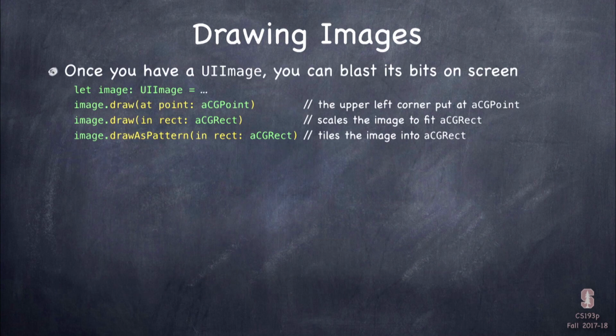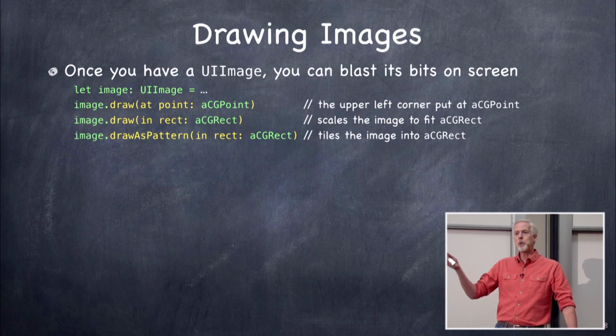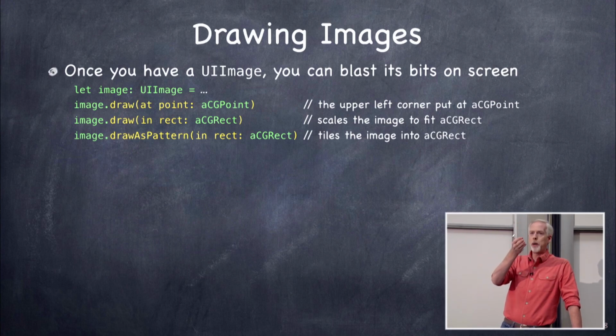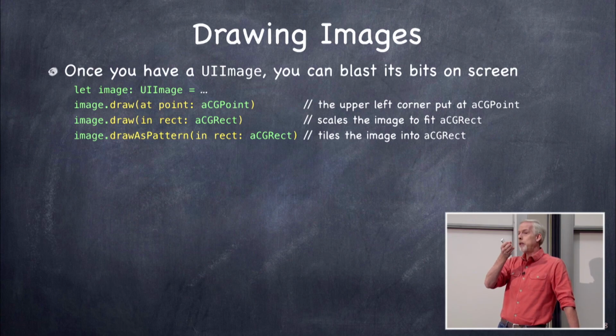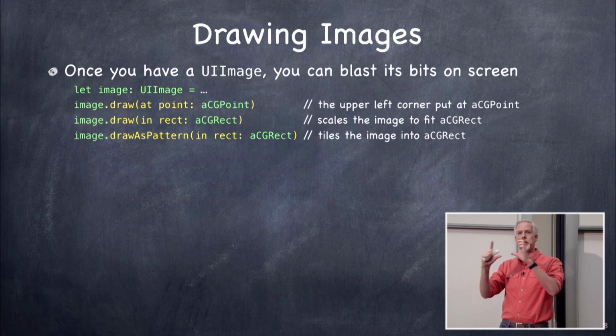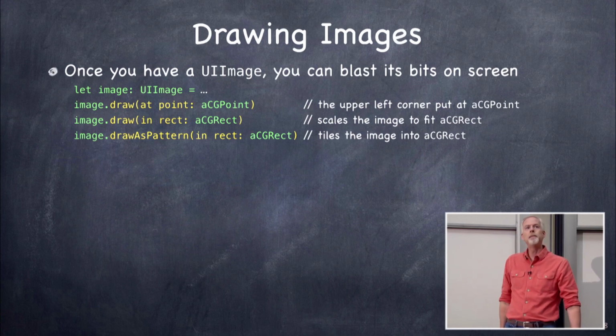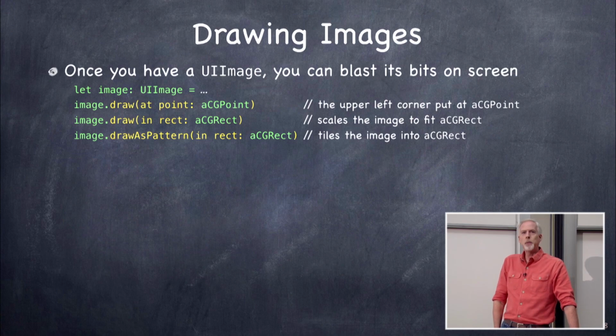How do you draw it? Exactly the same as NSAttributedString. You just use draw(at:), which will draw the image with its upper left corner at that point. But you also can do draw(in:) a rect, and it'll scale the image to fit in that rect. So that's a cool way to scale your image up and down. And you can do drawAsPattern, which will tile your image repeatedly. Repeat your image to fill the rectangle. Okay? Super easy to draw images as well.